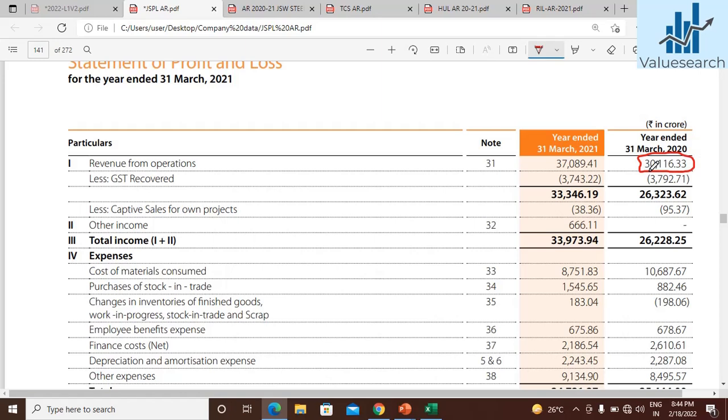So if you want to calculate the revenue growth year on year, you can do it very simply: 37,089.41 minus 30,116.33, the result divided by 30,116.33 into 100. The year on year growth of revenue from operations for this company is 23.15%. So if you add 23.15% to 30,116.33, you will reach this number.